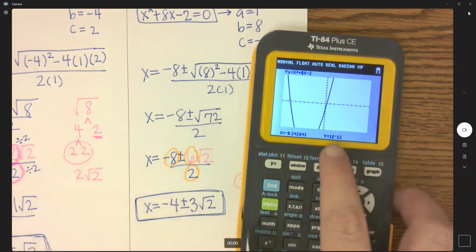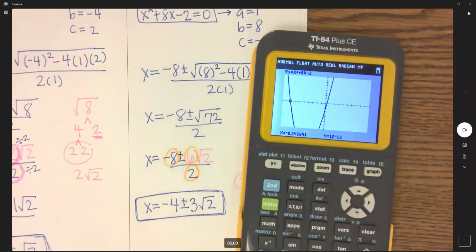Now we've gone over this in a previous video. When you get something like this, it is scientific notation. And so when you have e to the negative whatever number, that's basically 0. So both of those are correct.